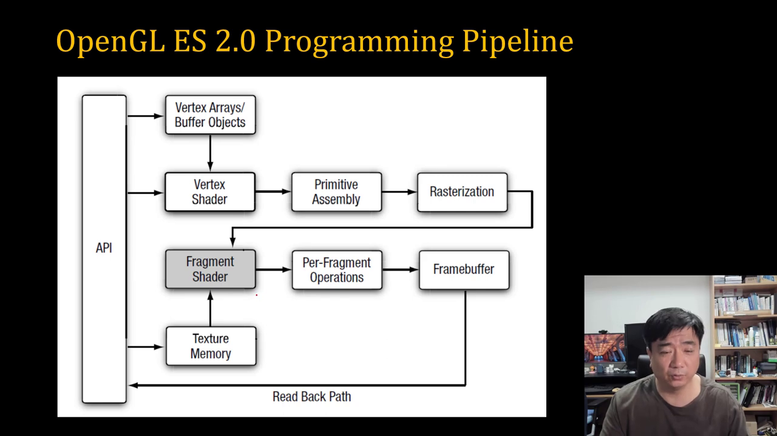In the fragment shader, we can program the shader. Then the fragment shader will control the color of each pixel, with texture, image, and with various kinds of computation. We can calculate the light source or light direction or color, and that kind of color control is done by the shader program.